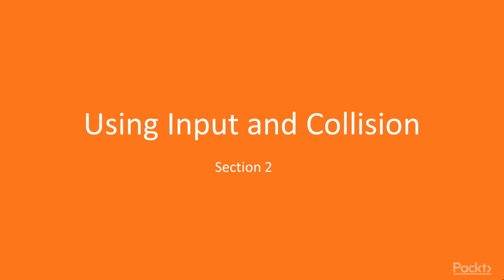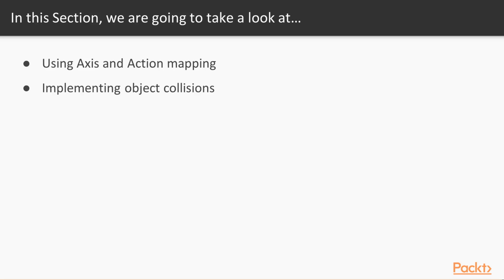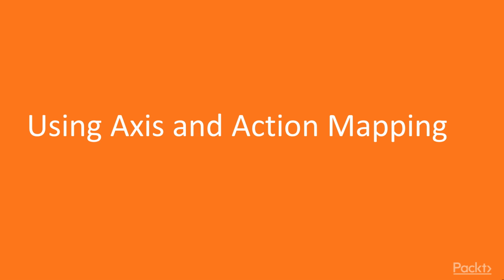In this video, we are going to talk about how to make our game a little bit more interactive and allow the player to go around in the level and pick up objects. In order to do this, we will implement two things: using input and then implementing collisions so that we could determine whether the player is within the vicinity of our object to pick them up. So in this video, we are going to cover axis and action mapping.